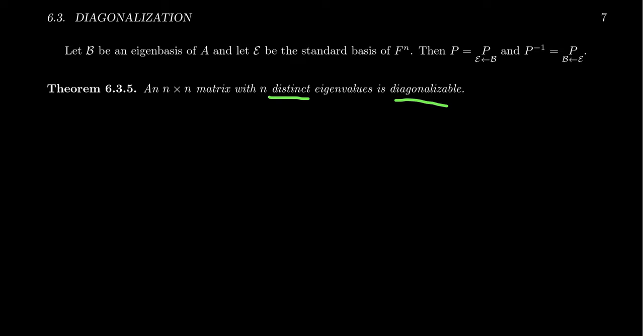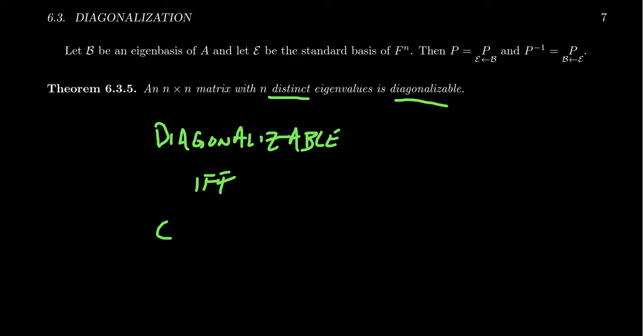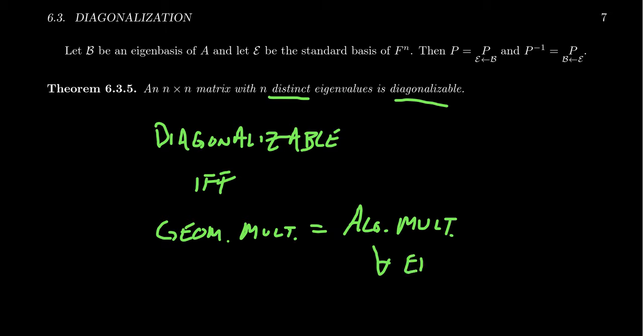Basically, you're going to be diagonalizable if and only if your geometric multiplicity, which is the dimension of your eigenspace, is equal to the algebraic multiplicity. The algebraic multiplicity is the number of times an eigenvalue shows up in the characteristic polynomial. We want this to happen for each eigenvalue. That's exactly the condition that will guarantee we have an eigenbasis, and hence we're diagonalizable.